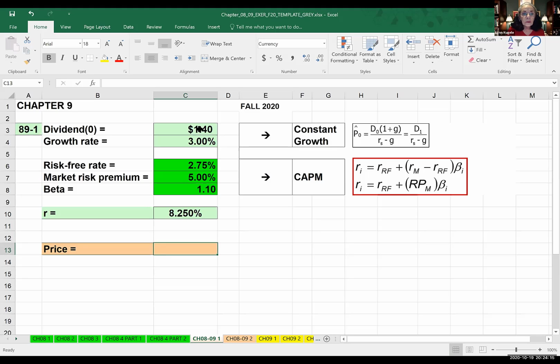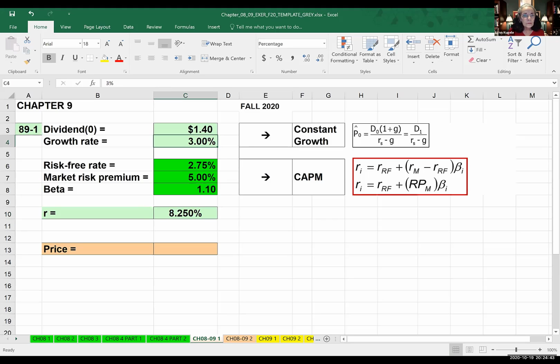The price is going to be $1.40 times 1.03 divided by 8.25 minus 3. Which equation are we using again? Right. Growth rate is 3. Required return is 8.25. Growth formula. I think it's number 6. And this is number 5.